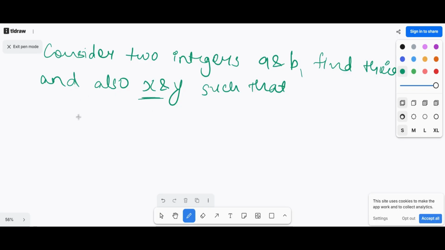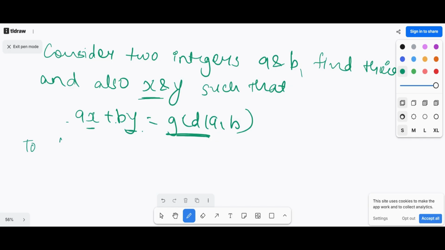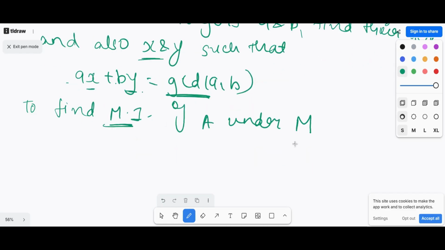Such that ax plus by is equal to the GCD of a comma b. So I should get some x and y such that if I multiply x with a and y with b, I'll get the GCD of a comma b. Okay, now to find the multiplicative inverse of capital A under modulo m, I'll write MI for multiplicative inverse.